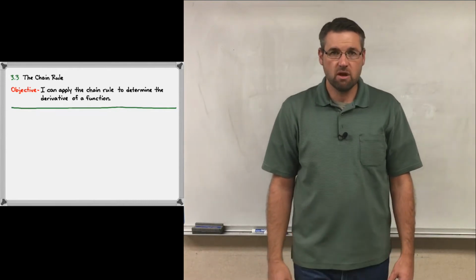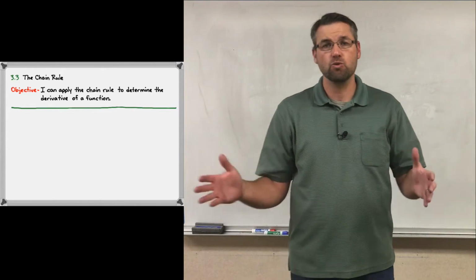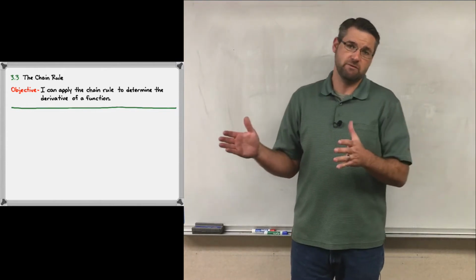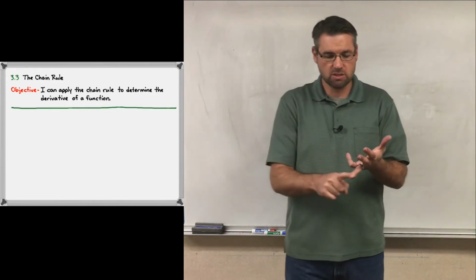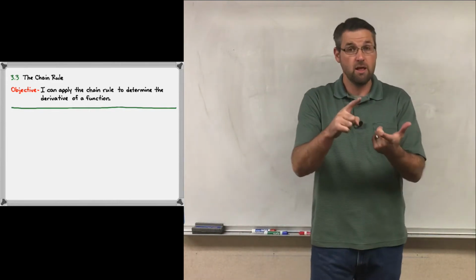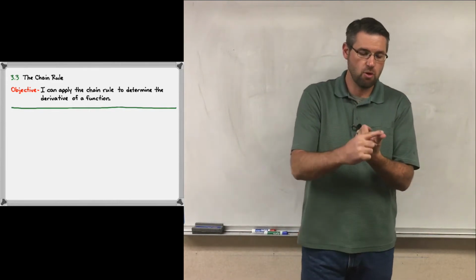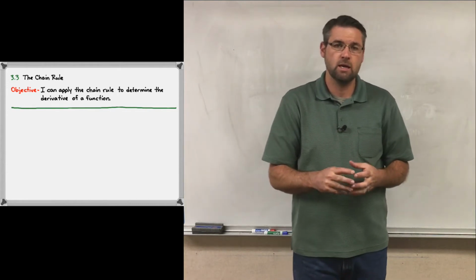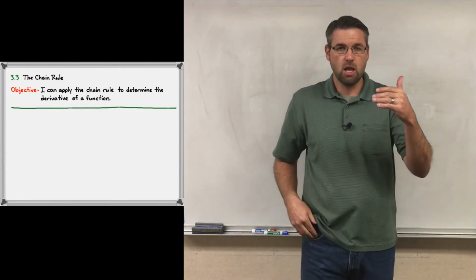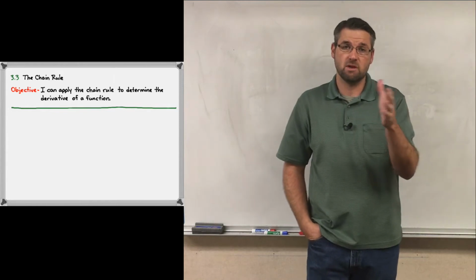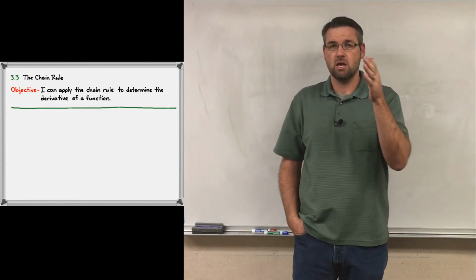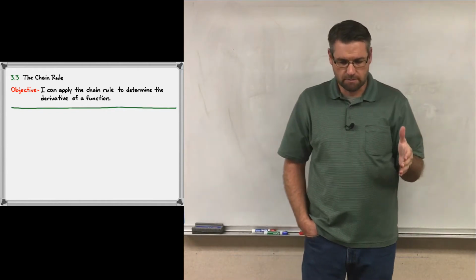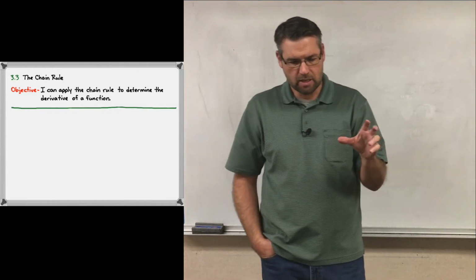So far, we have gone through a lot of different rules of derivatives. We've talked about the sum and difference rule, the constant multiple rule, the power rule. We've talked about the product rule, the quotient rule. We've also talked about the derivatives of the 6 basic trig functions: sine, cosine, tangent, secant, cosecant, cotangent. That was actually last lesson.